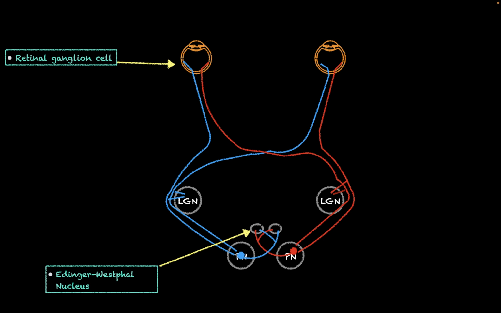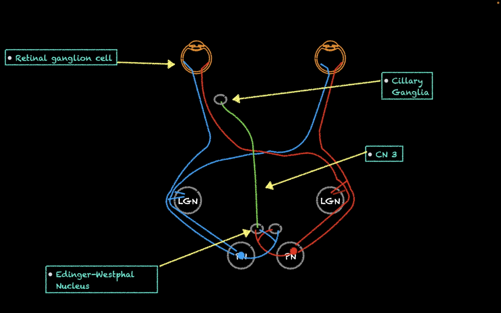Now from the Edinger-Westphal nucleus, we have cranial nerve number 3. And cranial nerve number 3 is going to be incredibly important because it basically projects into the ciliary ganglia to the parasympathetic postganglionic neurons. And these postganglionic neurons, which are from the parasympathetic nervous system, are going to project onto the constrictor muscles of the iris, which therefore allow the eye to constrict. And we get this for both eyes, as we see right here. So this is the diagram that we're going to use in order to understand the pupillary light reflex.